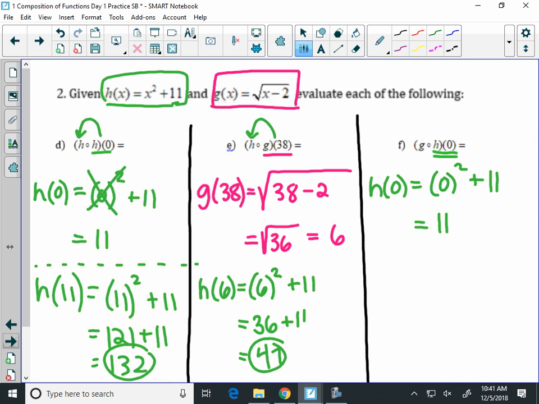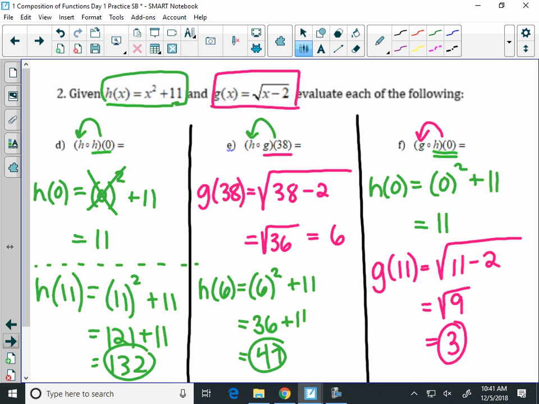That is going to go into the function on the left, which is g. So I need to find g of 11. Well, when I put 11 in for x under that square root, I'll get 11 minus 2. 11 minus 2 is 9, so I'm trying to calculate the square root of 9, which equals 3.